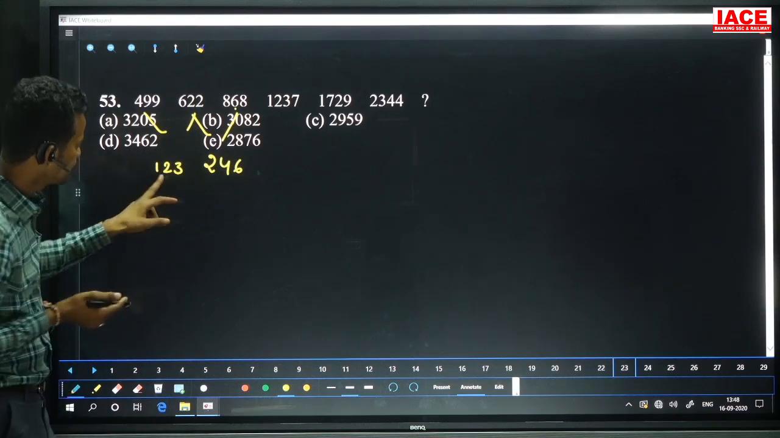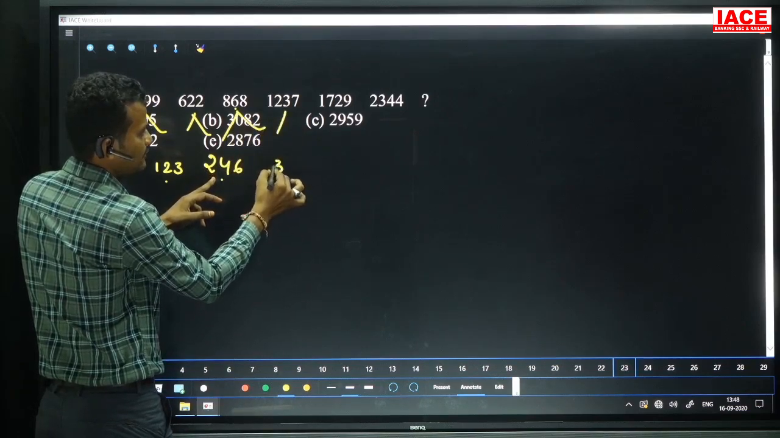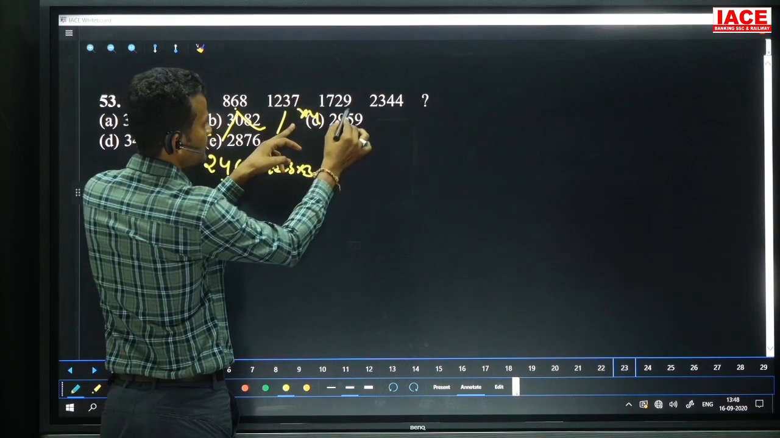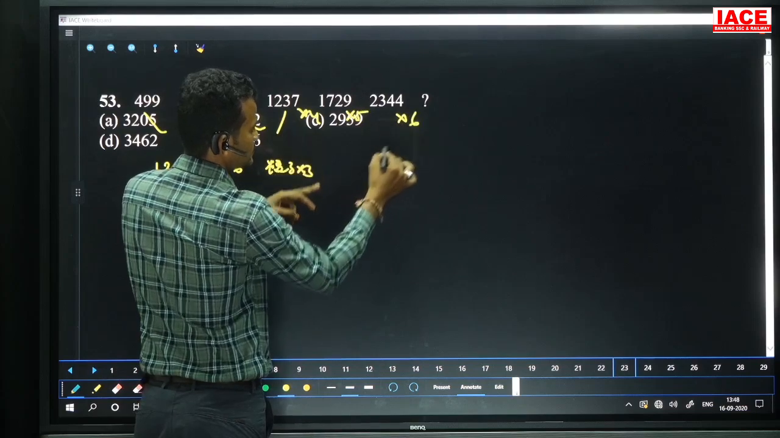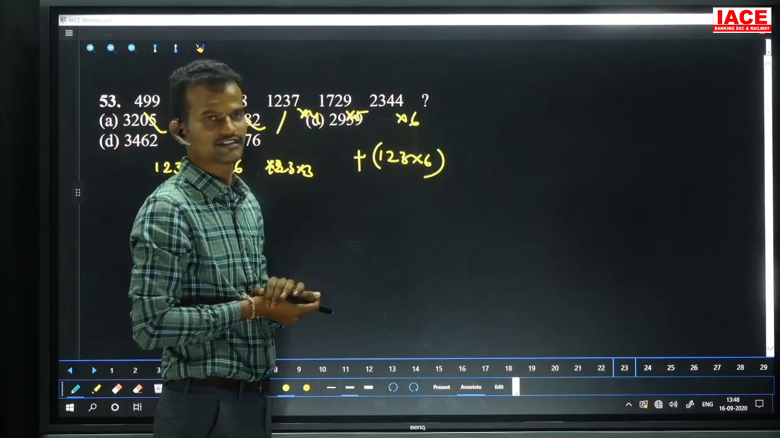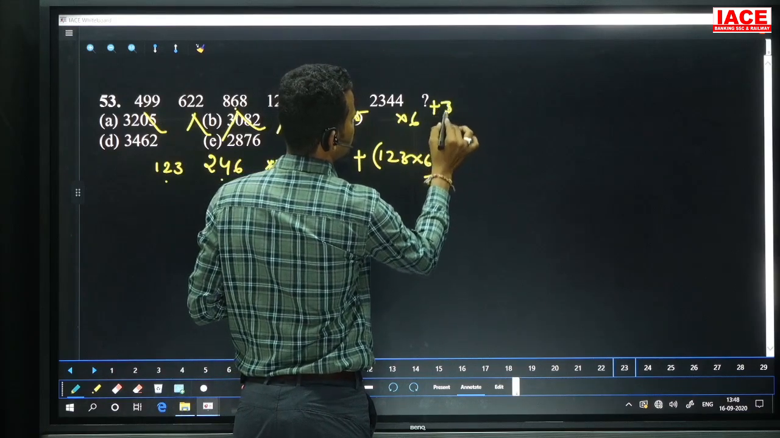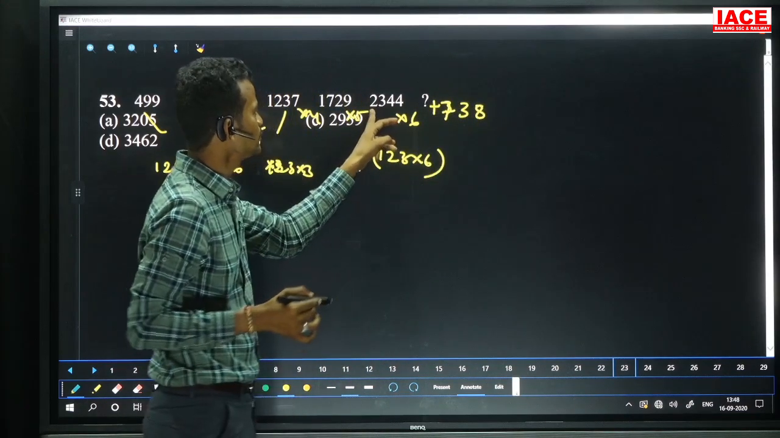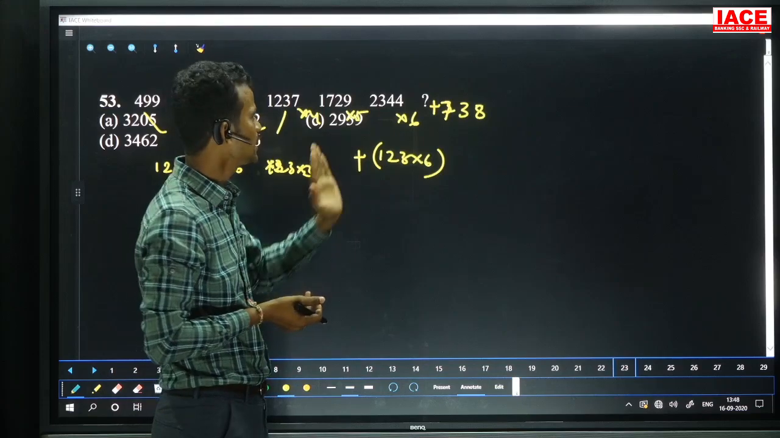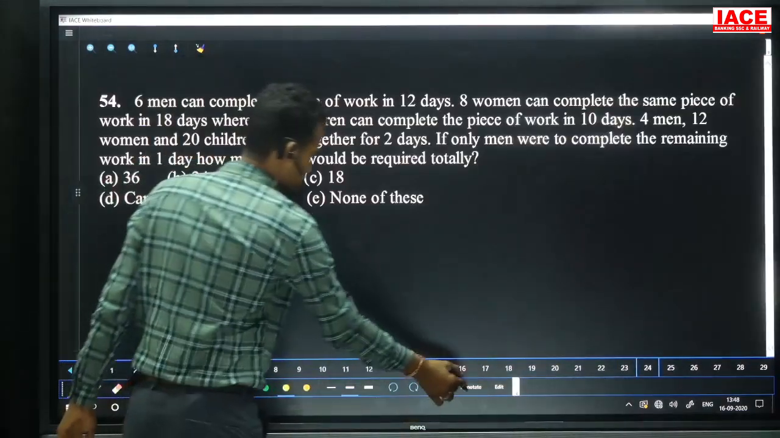So if we observe 123, here 123 twos are, that means here 123 threes will become. Understand sir? Here 124s, here 125s, here 126s, that means 123 into 6 is added. 12 sixes are 720, 3 sixes are 18. So 720 plus 18, 738 is added. 2300 plus 700 is 3000, 44 plus 38 is 82. So 3082. Which option is it? Option B. Clear? See the next. What is the next question given, sir?